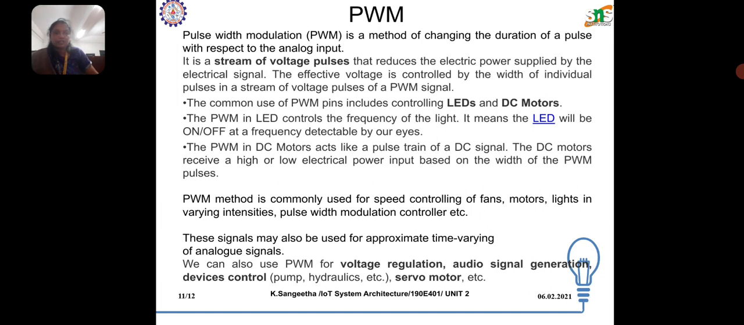The PWM method is commonly used for speed controlling of fans, motors, lights in varying intensities, pulse width modulation controllers, etc. These signals may also be used for approximate time varying of analog signals. We can also use PWM for voltage regulation, audio signal generation, and devices like pumps, hydraulic and servo motors, etc.